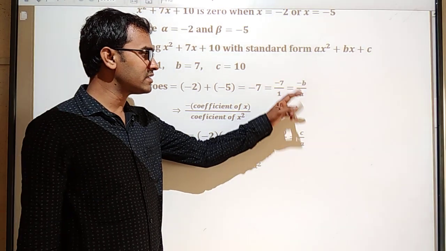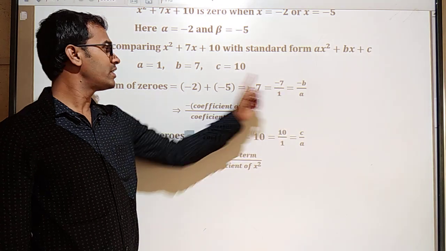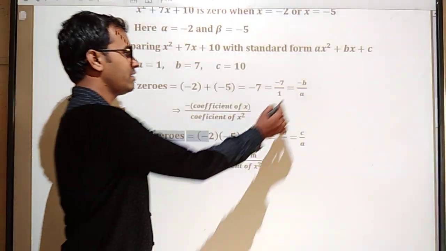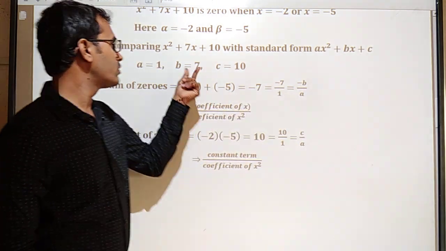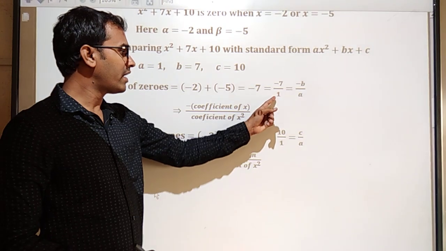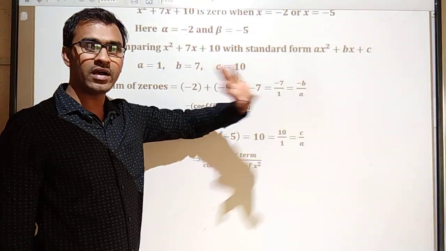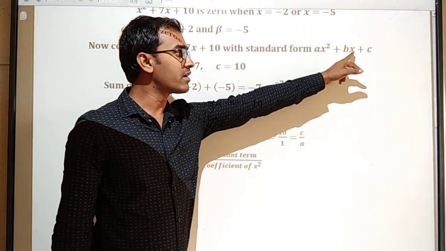So minus as it is, 7 equal to b and 1 equal to a. This is totally minus b by a. Here b means the coefficient of x.